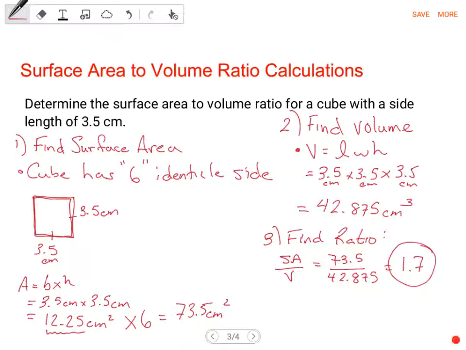Then, of course, I multiply that by 6 because that will give me the surface area of the entire cube because there are 6 sides. The next part is easy, you find the volume of this cube. Volume is length times width times height, so 3.5, 3.5, 3.5. That gives me 42.875 centimeters cubed. To find the surface area to volume ratio, all you do is take the surface area and divide it by the volume. It's 1.7. That's a pretty straightforward example because, in this case, it's a cube. When you have a cube, you know that every side is exactly the same, and you can do this calculation.